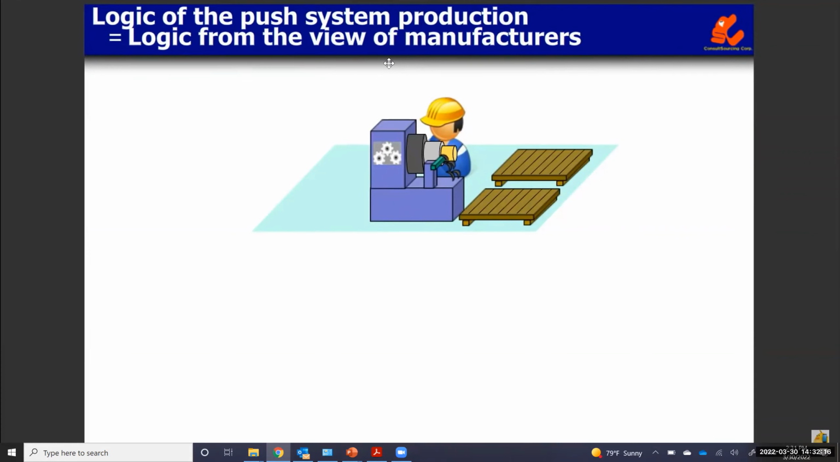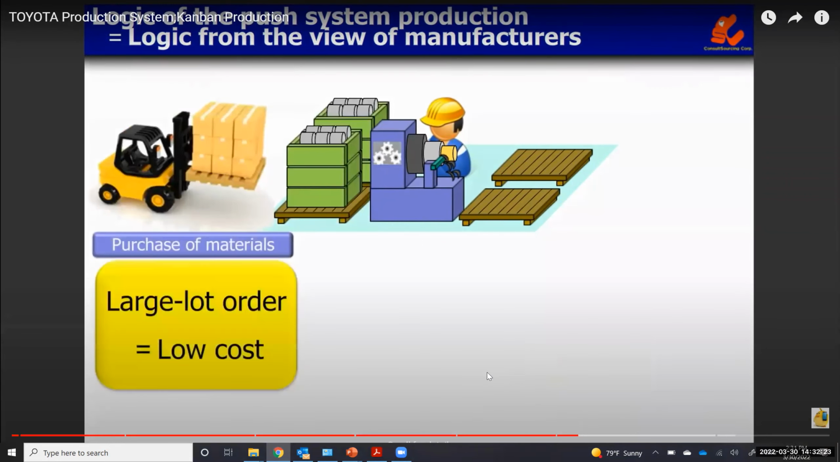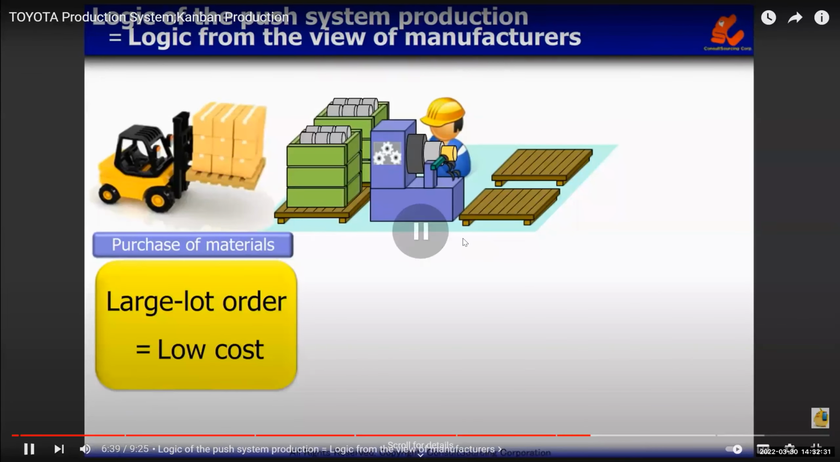The push system production is a production style that focuses on the logic of the manufacturer's side. The first point is the logic of procuring materials. Materials and parts are ordered at a massive lot volume in order to minimize the purchasing price.